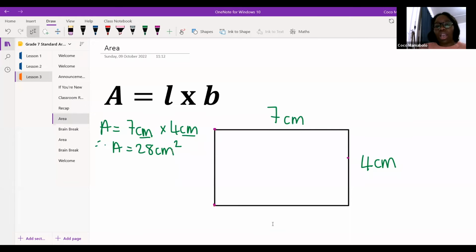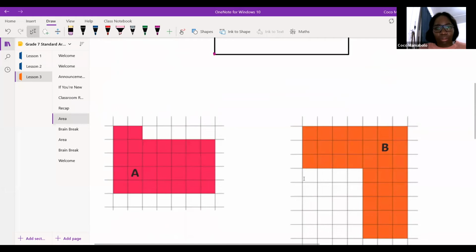Okay. So guys, don't just write 28 squared. Don't just write 28 squared. You need to write 28 centimeters squared. Okay. But because all of these things are made up of squares, we can do the squares thing with any type of shape. Okay. Now look at this one.